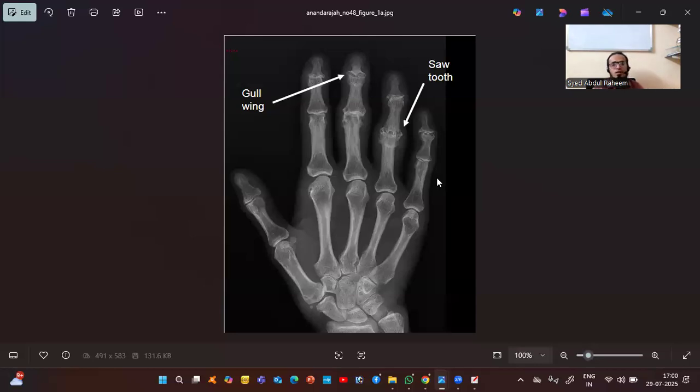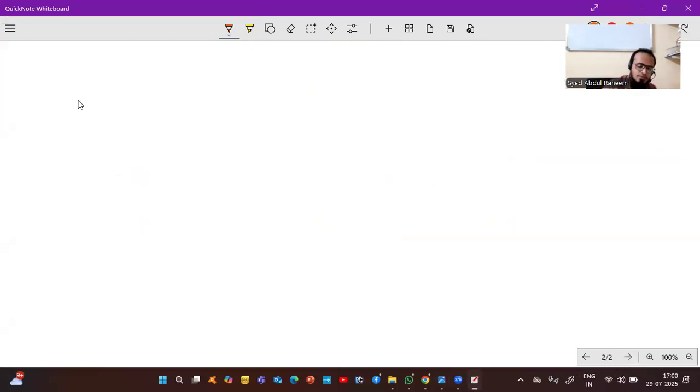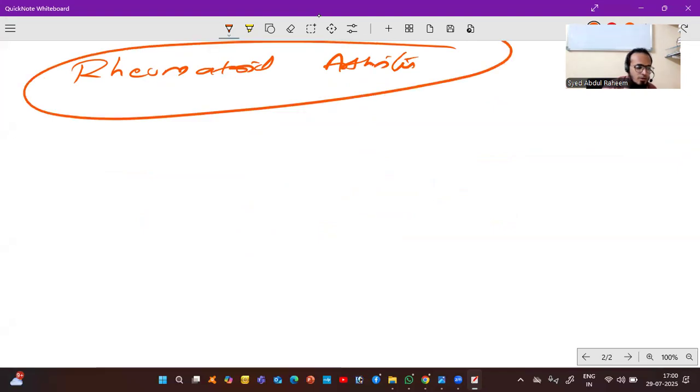So this is called erosive osteoarthritis. Next is rheumatoid arthritis, very, very important and very common. Rheumatoid arthritis means everything is positive: CRP, ESR, RA factor, CCP. Okay, everything is positive, so this will define that the patient has rheumatoid arthritis.